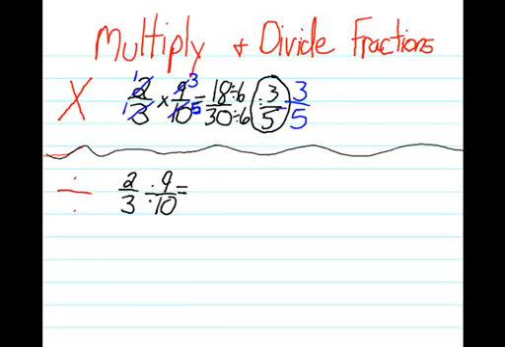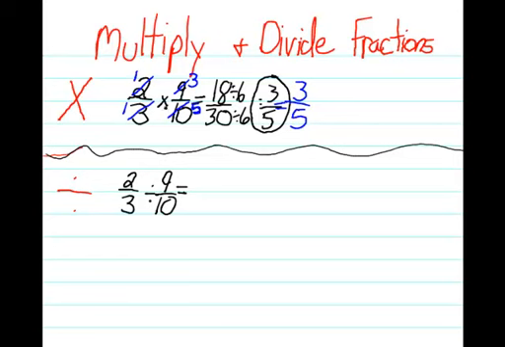So either you can simplify the fraction at the original state so it makes your multiplication a little bit easier with smaller numbers, or you can do it at the end as well. Either way. Now, the last example down below is dividing fractions.